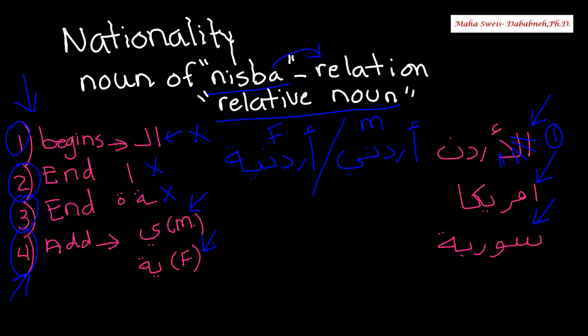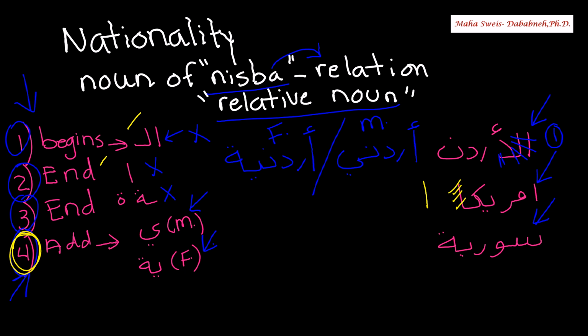Let's do America. Go back to rule number 1. Does this country begin with alif lam? Look at the rules. The answer is no. So we skip rule number 1. Rule number 2. Does this country end with alif? The answer is yes. There's alif in America, so drop. Rule number 3. Does this country end with ta marbuta? No. Skip. Then this is the most important rule. You add ya if you are a male. You add ya and ta marbuta if you are a female.